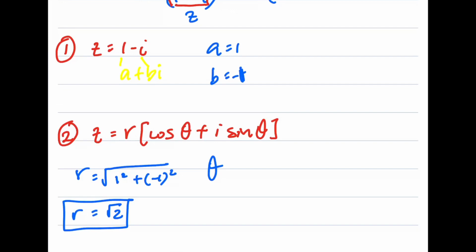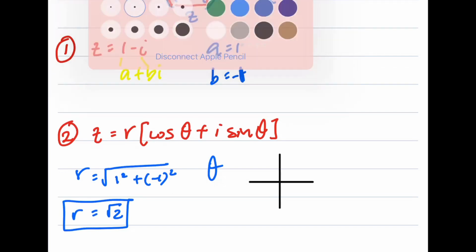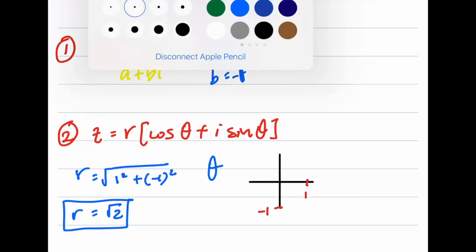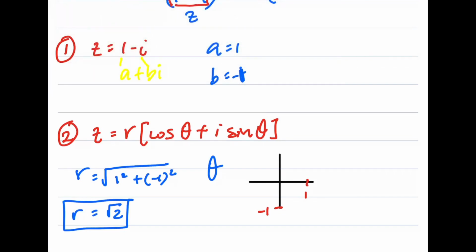Let's find the argument. In order to find the argument, let's first draw the x-axis and also the y-axis, and fill in our a and b. Our a is the x component, which is 1, and b is our y-axis component, which is minus 1. So now it is clear to us that our argument is in the fourth quadrant.